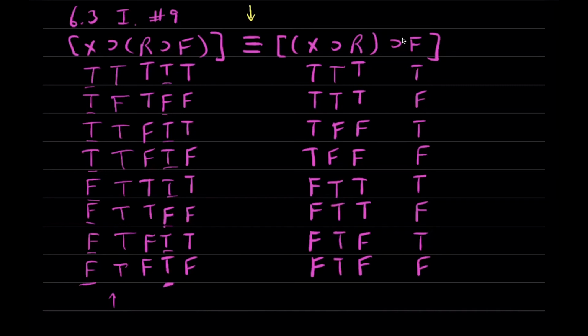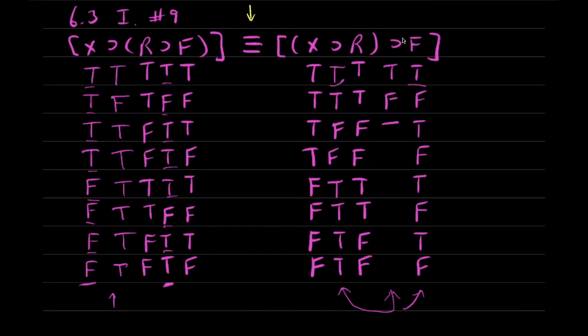Okay. Now we need the value for this horseshoe operator. That horseshoe operator is going to connect these two columns. It's going to connect that horseshoe inside the parentheses, and it's going to connect the values for F. So we end up with true implying something true. That'll give us true. True implying false will give us false.